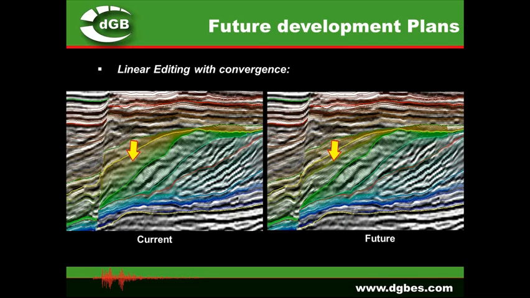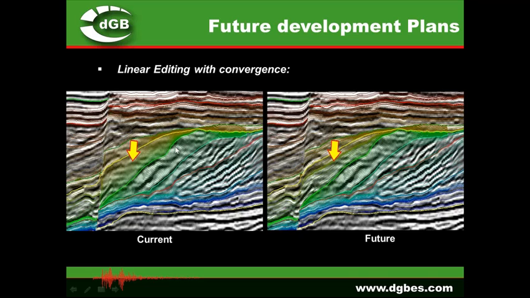Currently linear is actually almost proportional interpolation between two edited events, but in future you can expect some sort of convergence patterns which were in the original HorizonCube. So we are also improving the current linear algorithm.